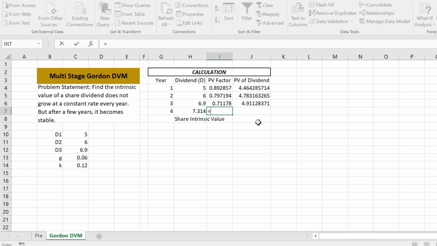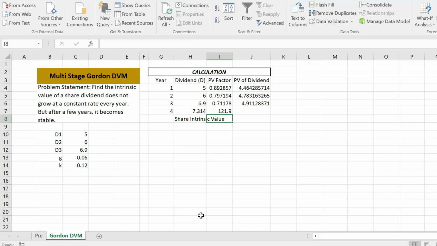Now the PV factor is to find the present value of the terminal value. For this, we have the D4 which we have right now, and it is divided by the required rate of return minus the growth rate. Okay, this is how we can find our terminal value, which is actually the PV from year 4 to infinity.